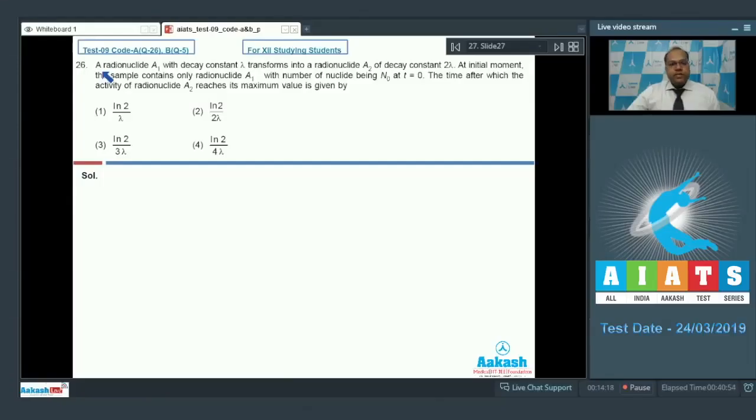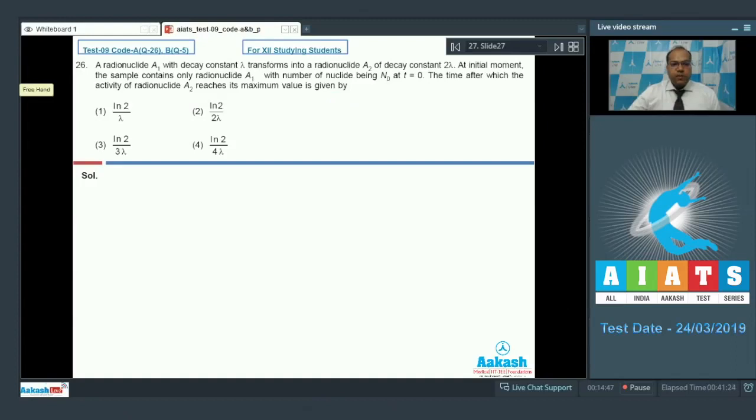In question number 26, a radionuclide A1 with decay constant lambda transforms into radionuclide A2 of decay constant 2 lambda. At the initial moment, the sample contains only radionuclide A1, with the number of nuclei being N0 at t equal to 0. The time after which the activity of radionuclide A2 reaches its maximum value is given by.